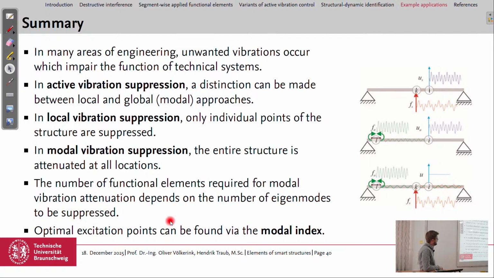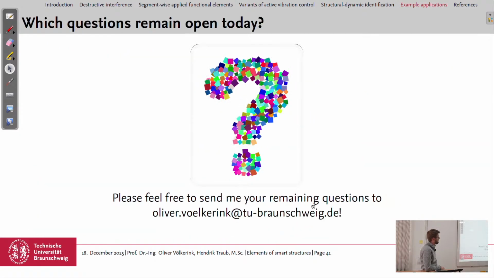And the takeaway is that the number of functional elements required for the modal vibration suppression depends on the number of eigenmodes we want to suppress. So 2 actuators are needed to suppress 2 eigenmodes, and we have to find optimal excitation points, and therefore we can use the modal index, which relies on the modal strain of the different positions in the structure. And with this, I'm open for questions.